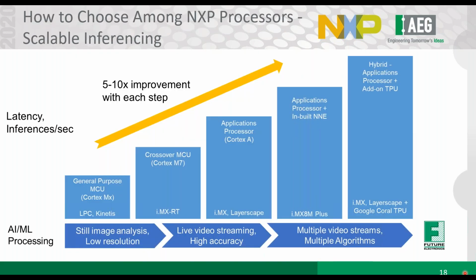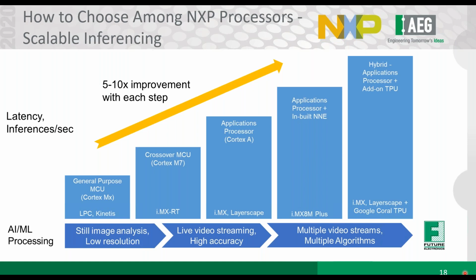Because NXP has this wide variety of processor solutions that you can use, they're really giving you a variety in terms of performance within each device family. So you have the capability of really getting 5 to 10 times improvement with each jump from each family of processors. So you have the ability to start off with maybe a more simple solution that's just more processing still images or kind of lower resolution applications.